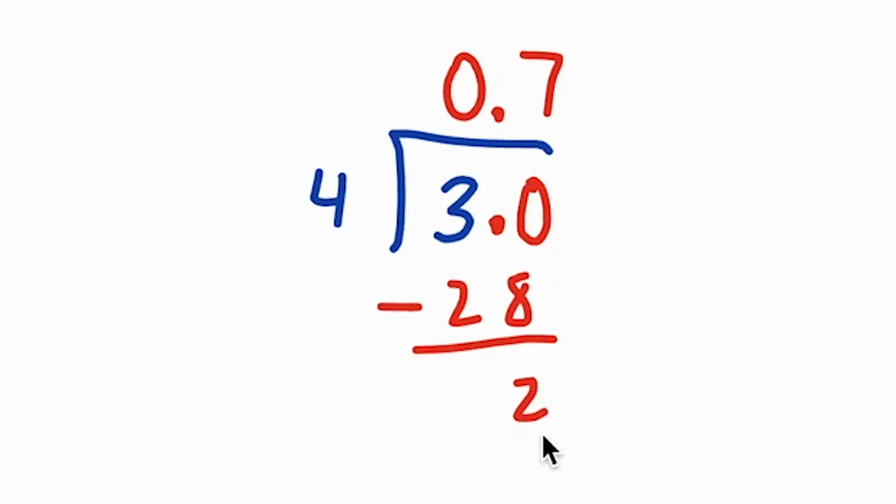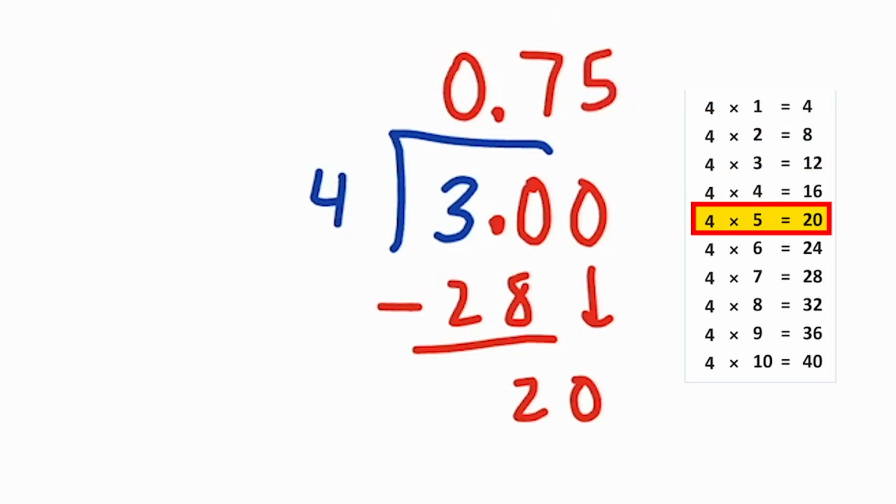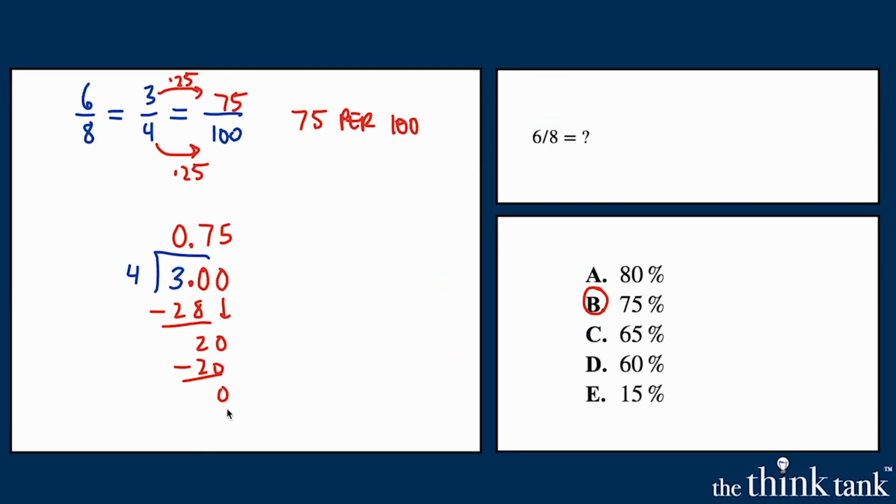And I'm not done yet because I didn't get a 0 down here, so I'm going to have to write another 0 after the 3, and I'm going to have to bring that 0 down. Well, how many times does 4 go into 20? That goes in 5 times. Okay, and 5 times 4 is exactly 20, so that means when I do my subtraction, I get 0, which means that we're done with the division. So 3/4 as a decimal is 0.75.